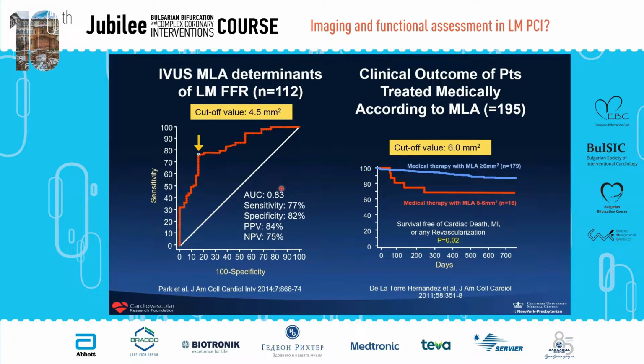This is the data from Korea using FFR positive, and they found the cutoff value of the IVUS MLA is 4.5. This is the data from Europe using the clinical outcome. They show the cutoff value to defer the treatment is 6.0, and we can use that information to complement the physiological diagnosis.